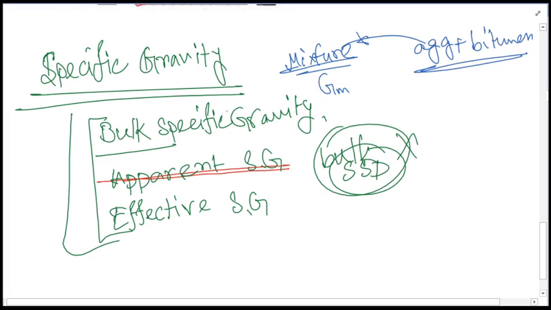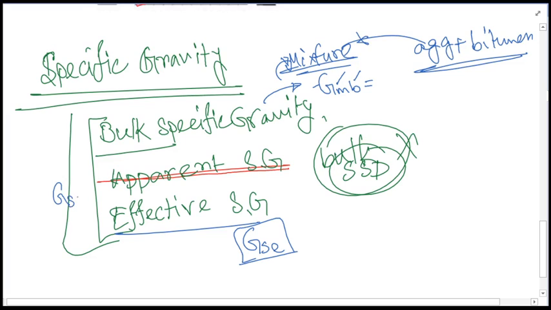If I am concerned about the mixture of the aggregate with bitumen and the bulk specific gravity of that, then we will be talking about the GMB. So bulk specific gravity of the mixture is this one, GMB. And the effective specific gravity we will designate as GSE. The bulk specific gravity of aggregate might be designated as GSA, but we will not be concerned about this. So let's discuss and clarify this concept first. That will make it easier for you to understand these things further.